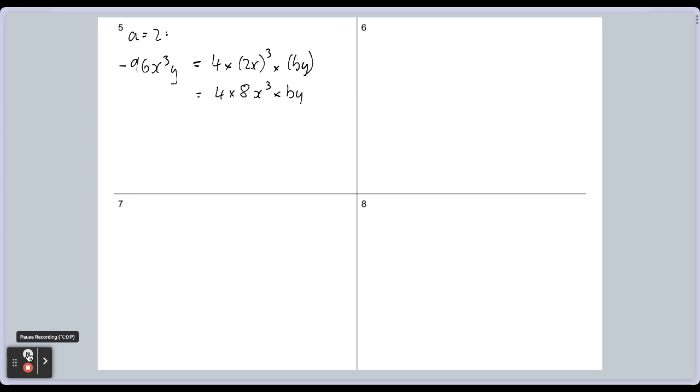And then equating coefficients again. So I'm literally taking the minus 96 from here and the 4 and the 8 here. Oh, and the b, sorry. And I'm going to get minus 96 must be equal to 32b. And everyone knows their 32 times table. So if I divide both sides by 32, you're going to get b is equal to negative 3.